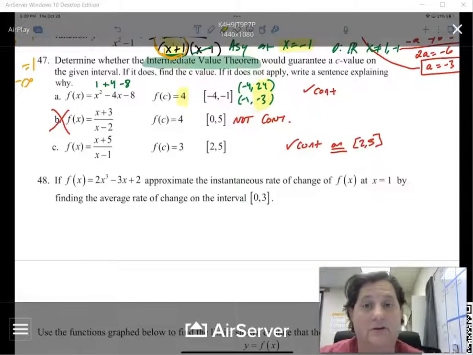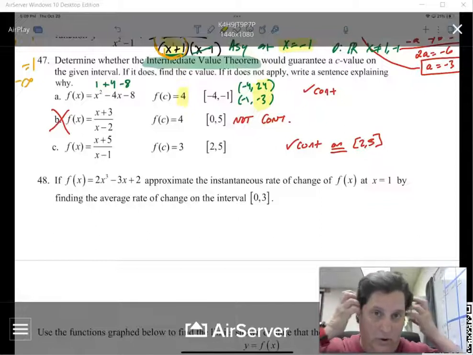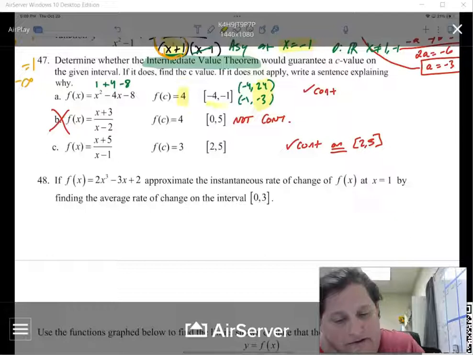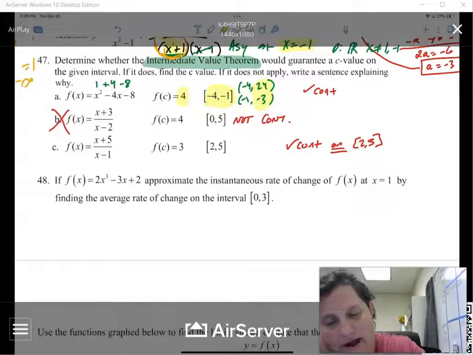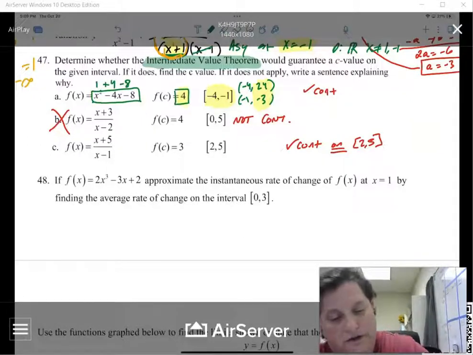Is this number between those numbers? Okay, it is. So, because this y value of 4 is between -3 and 24, there has to be a number somewhere in here that will equal 4. So then here's how you actually solve the problem. The actual solving is I take that and I set it equal to that to figure out what number works. So let me do it over here. X squared minus 4x minus 8 equals 4.